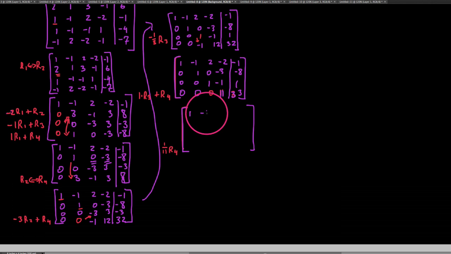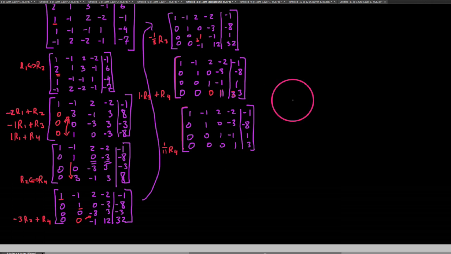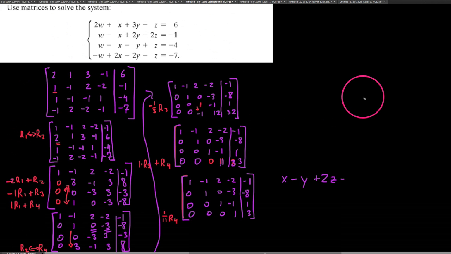We get 1, -1, 2, -2, -1. Second row, 0, 1, 0, -3, -8. Third row, 0, 0, 1, -1, 1. And our last row becomes 0, 0, 0, 1, 3. 1/11 of 11 is 1, and 1/11 of 33 is 3. So now we could see that the system that we had started with, we had x minus y plus 2z minus 2w. And I just want to check on this here. Actually, our w's came first.